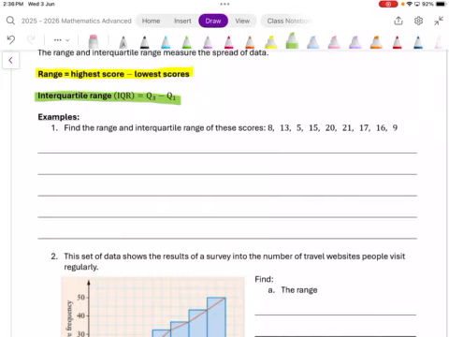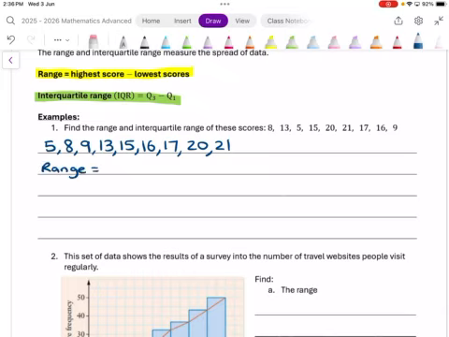We have 8, 13, 5, 15, 20, 21, 17, 16, and 9. So the first step is to put them in order. So we'll have 5, 8, 9, 13, 15, 16, 17, 20, and 21. Okay, so our range is nice and easy. Our range is our maximum score of 21 minus our minimum score of 5. So our range is 21 minus 5, which equals 16.